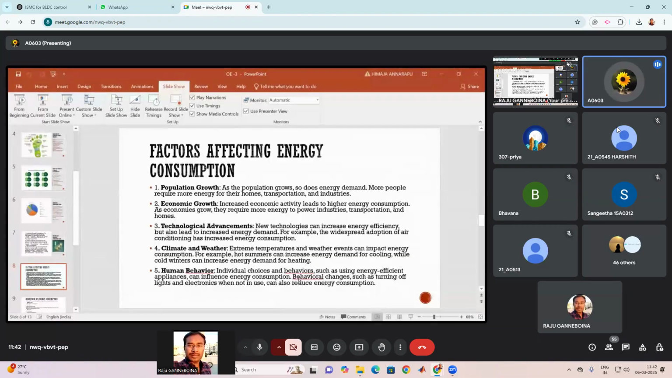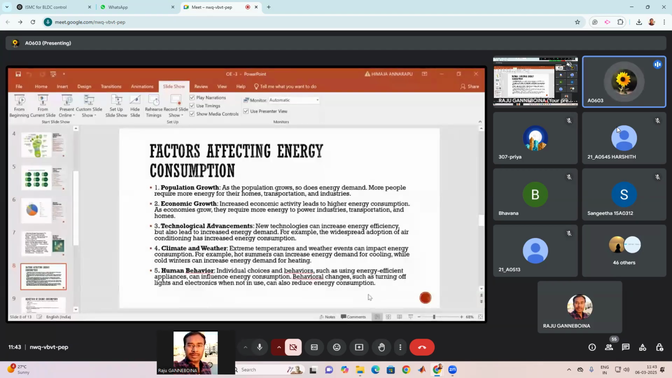Now, human behavior. Nowadays everyone doesn't want to take the fresh air or do things normally. Everyone wants energy to be used to get things done, like mixies or any other thing, rice cookers, ACs, and lights also.